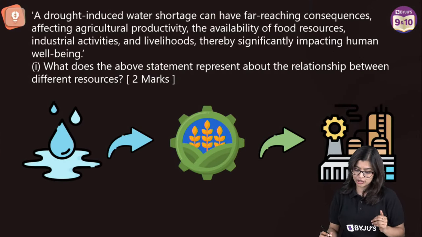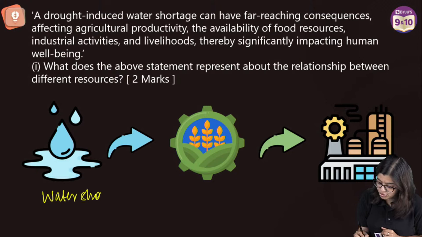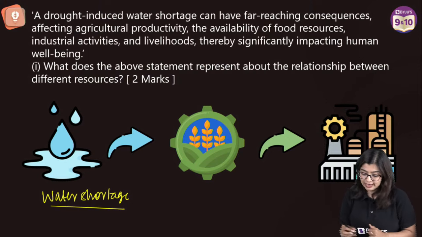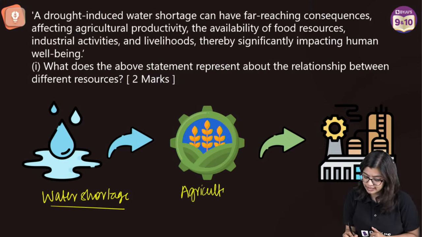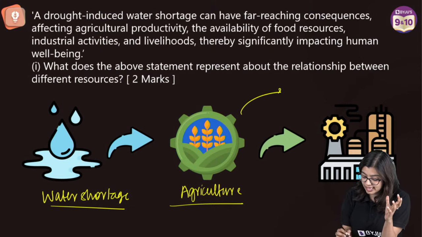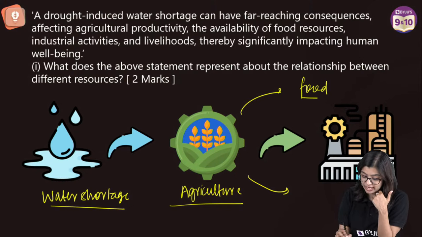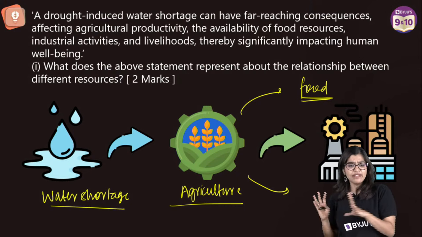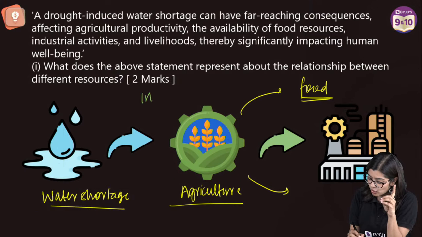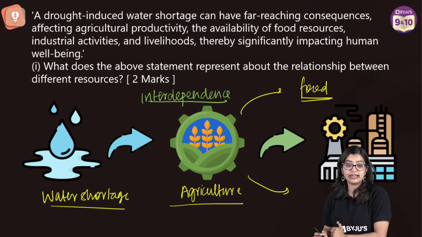Now, you look at this particular question. It is telling us that if there is a water shortage, so now we are experiencing water shortage, right? If there is a water shortage in an area due to drought, what can happen? They are telling us that it will affect agricultural productivity. So agriculture has now gotten affected. Now, agriculture is our primary sector, which means that in this particular case, agriculture provides raw material for industry. It is also food for all of us. We get food from this and it affects various other factors, right? Exactly. So in this case, what do we see? It represents the interdependence, how each of these is interdependent on each other.